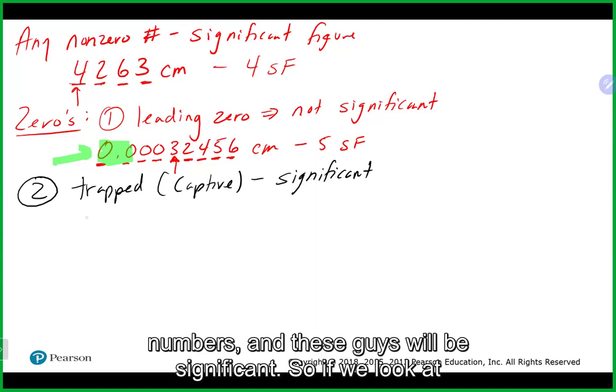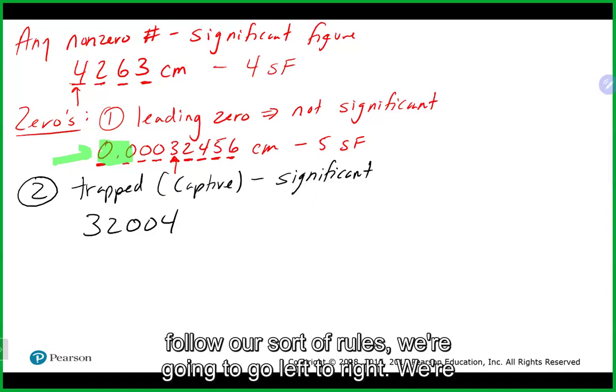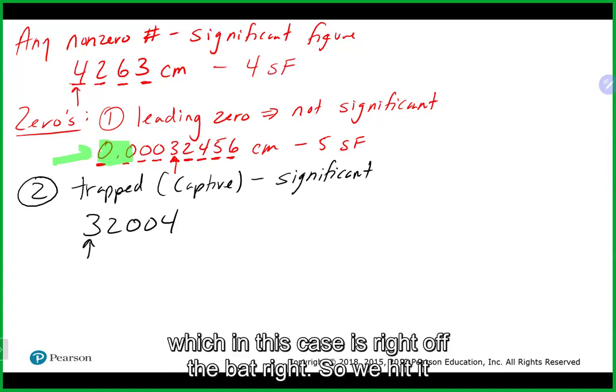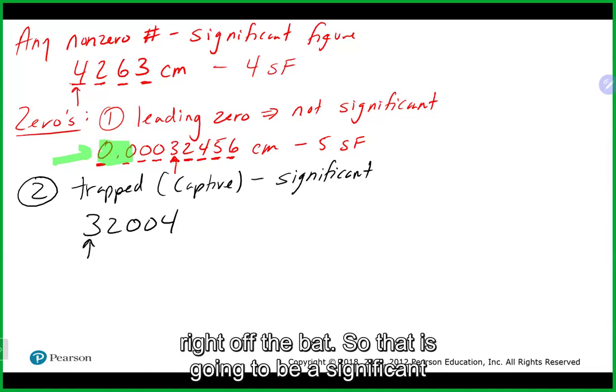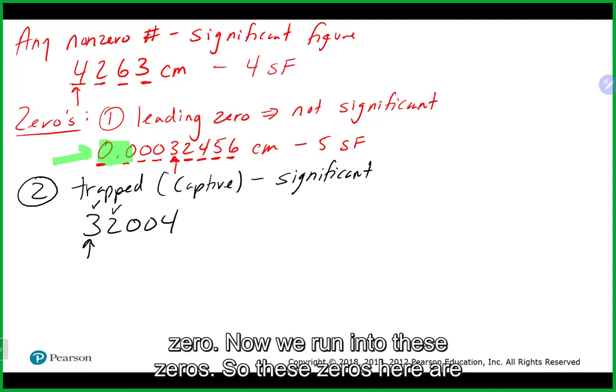So if we look at something like 32004, once again here, we're going to follow our rules. We're going to go left to right. We're going to start counting as soon as we hit the first non-zero, which in this case is right off the bat, right? So that is going to be a significant number. The 3 will be significant because it's a non-zero.